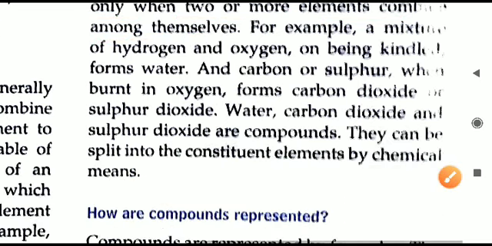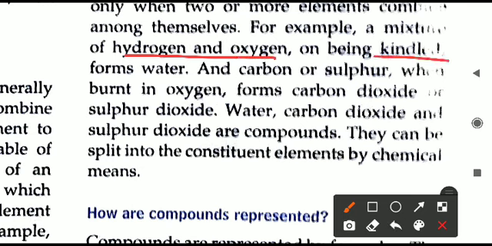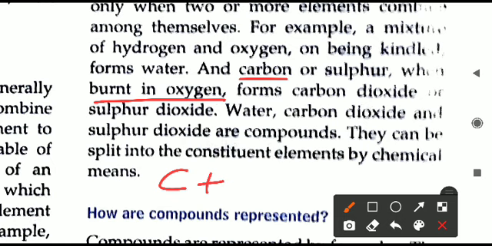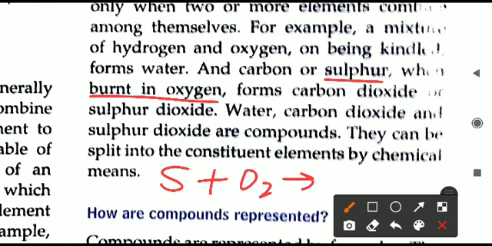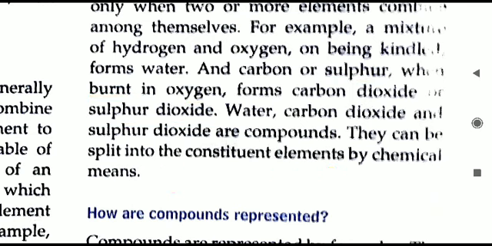Example they have given, a mixture of hydrogen and oxygen. When it is kindled, meaning heated, then what will happen? Water will be produced. Another example they have given is carbon. When carbon is burning in oxygen, it means it is combining with oxygen. What will happen? CO2 will be produced. C plus O2 gives CO2, carbon dioxide gas. In the same way, sulfur. When it is burning, sulfur S plus oxygen, what will be produced? It will produce sulfur dioxide. Another gas, this is also a pollutant gas. So this is how compounds are formed.